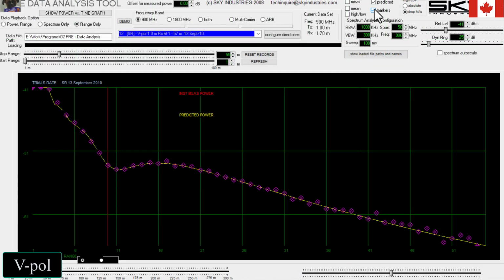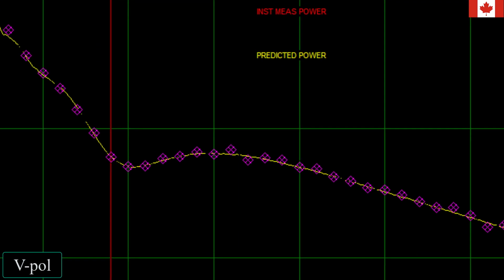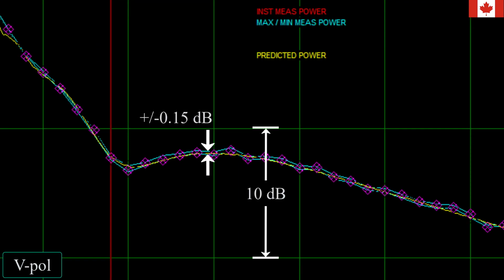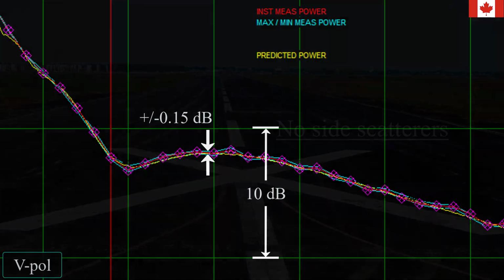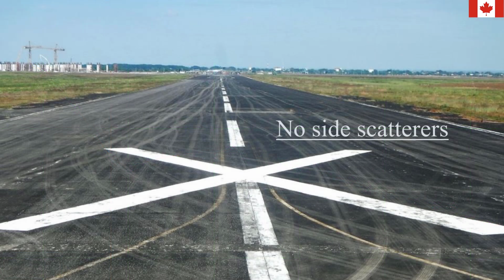Anyway, the bottom line is that there's something fundamentally right about the propagation model. In the absence of corrupting side scatter, the predicted and measured power levels agree to within a fraction of a dB. Now, the best way to check this would be by repeating the experiments at, for example, a decommissioned airport runway, but I never got that far, and I'm not sure such a thing even exists.